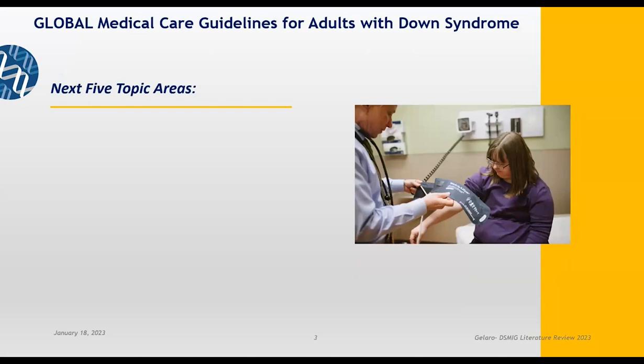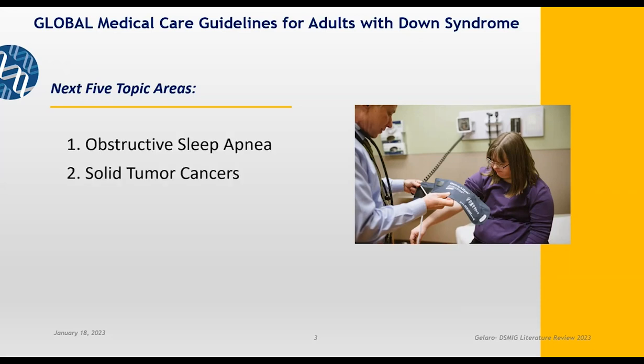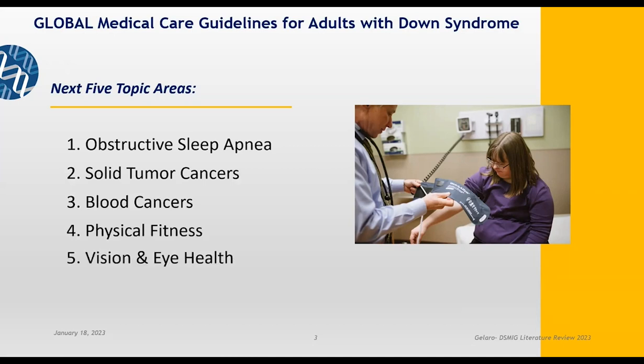And then, of course, as we've mentioned before, that was the first version of the guidelines. We are already in progress writing the research questions for the second version of the guidelines, the second update. And the next global guideline update will not only cover the 9 previous topics, making sure that in the 5 years between that publication and this next publication, there were no important changes, but we will also be adding 5 new health topics to the global guideline. And those 5 topics are obstructive sleep apnea, solid tumor cancers, blood cancers, physical fitness, and vision and eye health.